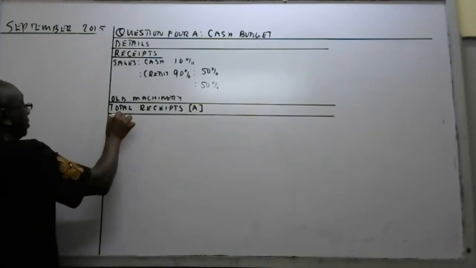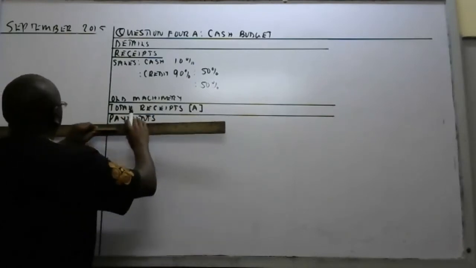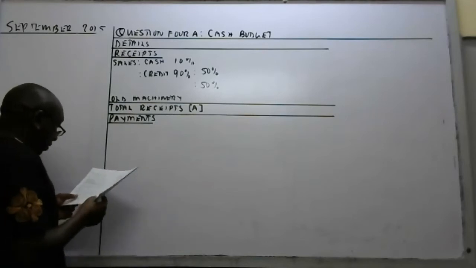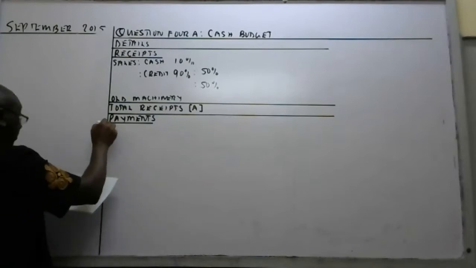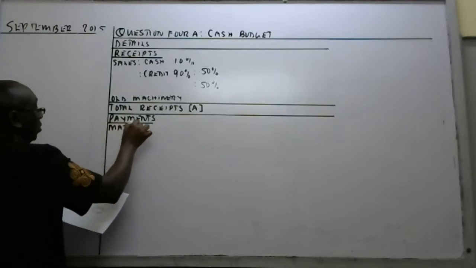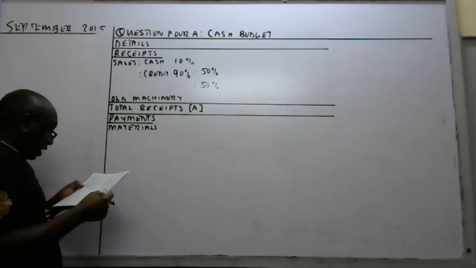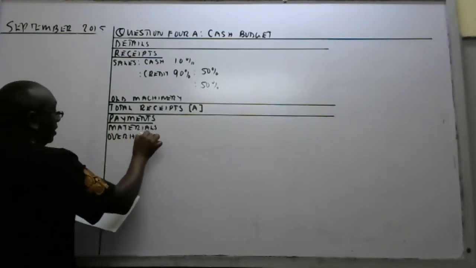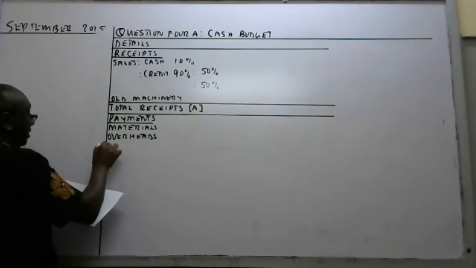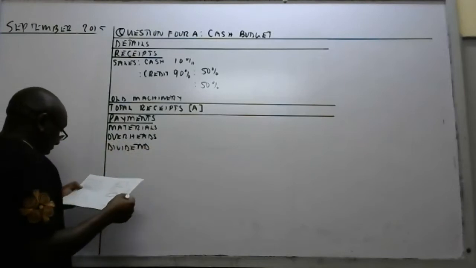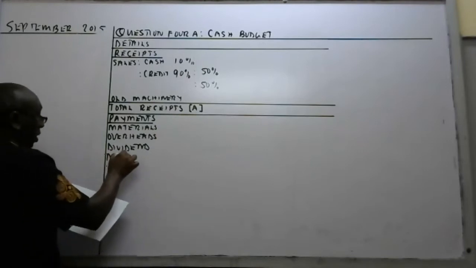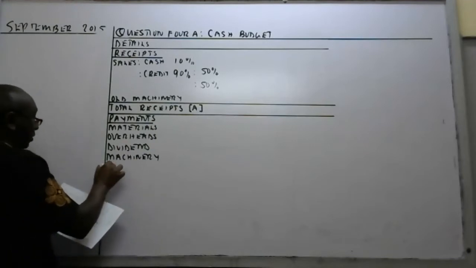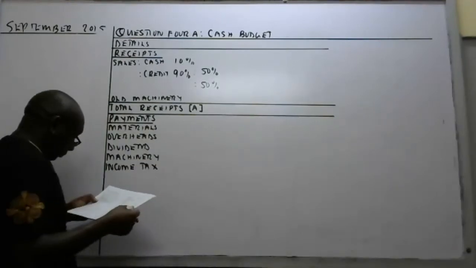Then we come to payments. Now, payments, there are several. According to information two, we have materials or purchases. Let's just call them materials. We are told they give 2 months credit. Then we have overheads, which are paid in arrears. Then we have dividend. Then we have machinery. Then we have income tax.